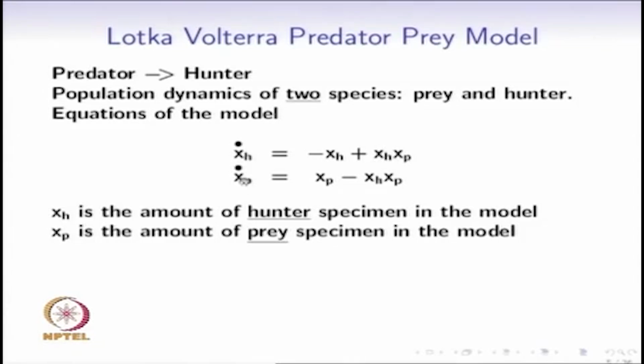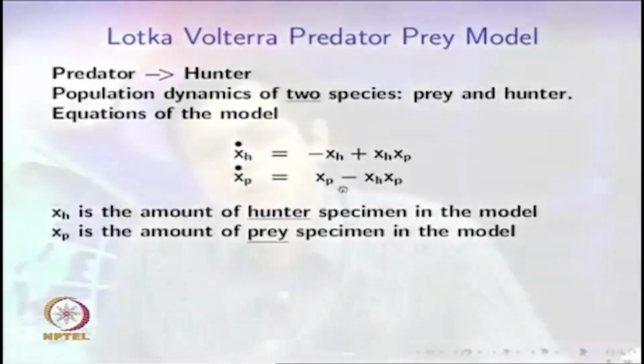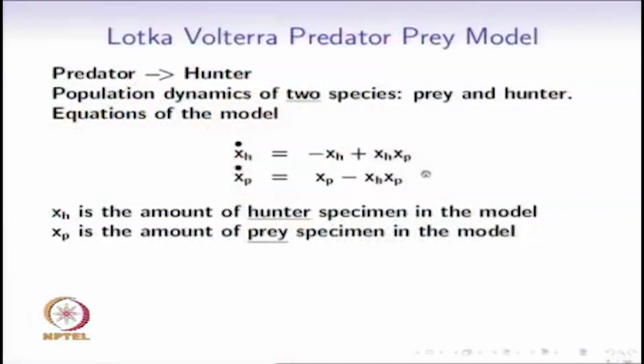On the other hand, the prey itself is just going to multiply, it's going to increase exponentially when left to itself if there had been no hunter species, and interaction with the hunter species causes XP to decrease. So quantities XH and XP are all positive, and whether they increase or decrease depends on its own population and also population of the other species. So this is a reasonable model for how dynamics of two species that interact with each other evolves as a function of time.